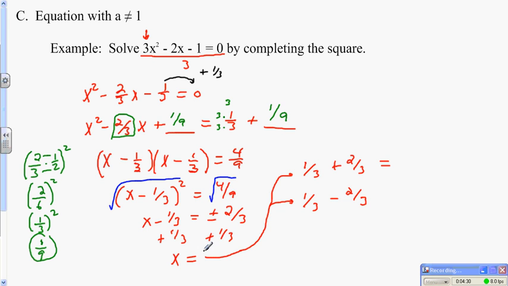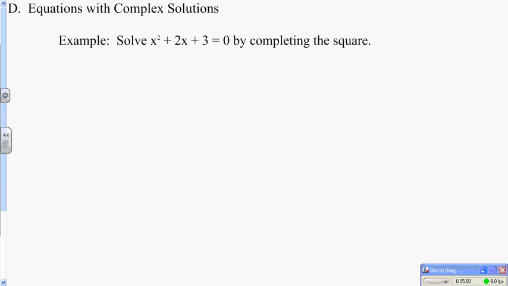So we have 1/3 plus 2/3 and 1/3 minus 2/3. And that will give us 3/3 or 1, and negative 1/3 for the other. So even if you have a fraction, you can still divide by 2 and square, and you still have a somewhat manageable problem or exercise.